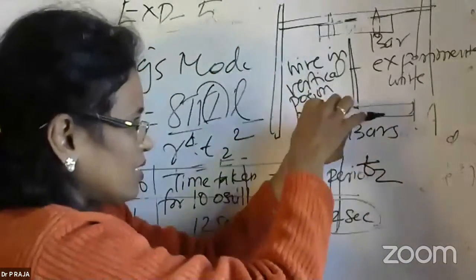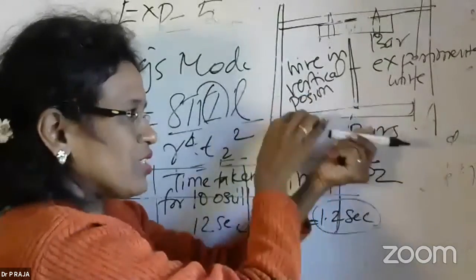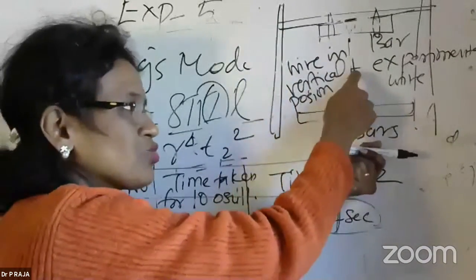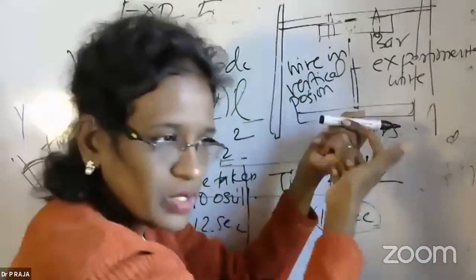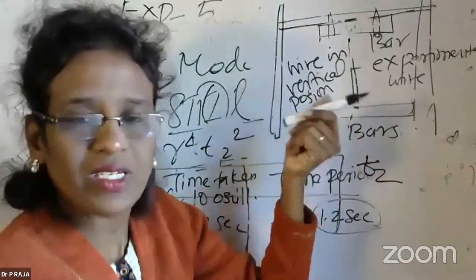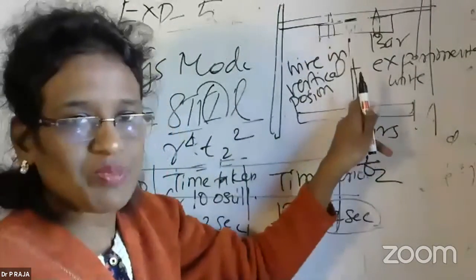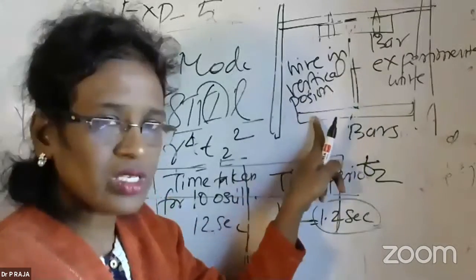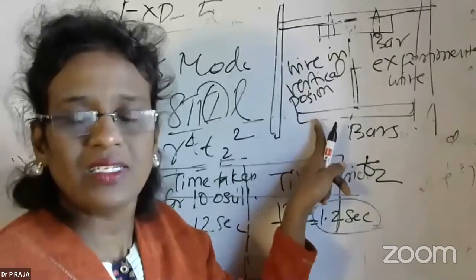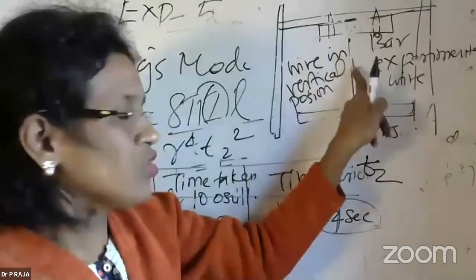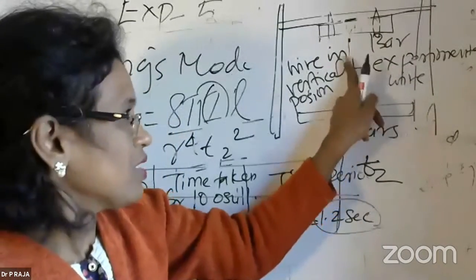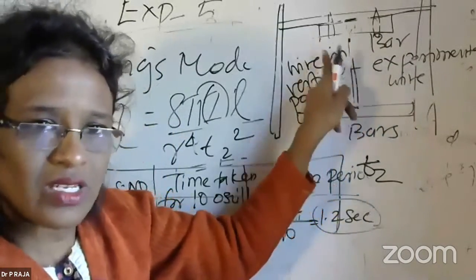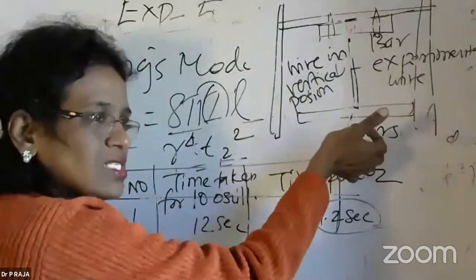So the twisting that you are giving through this bar, this experimental wire will also be twisted. You're ultimately giving a twisting couple to this experimental wire through this bar, and you will calculate the modulus of rigidity of this particular wire over here. So now you will allow it to twist and leave it.